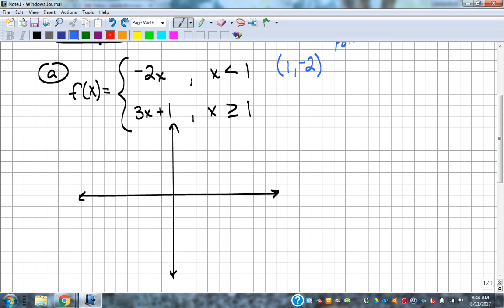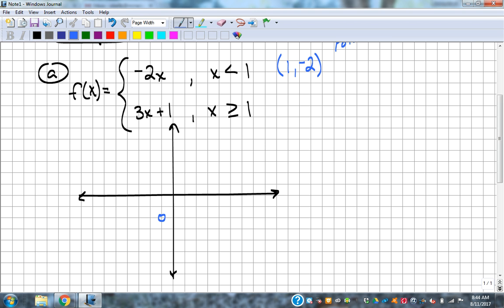All right, awesome. What would be included? If something is included, it means it has to be able to be equal to that, right? Is that equal to? No, so it's not included, okay? So 1, negative 2 is an empty circle. Okay, so we've got this point. It's an important point, but it's an empty circle.